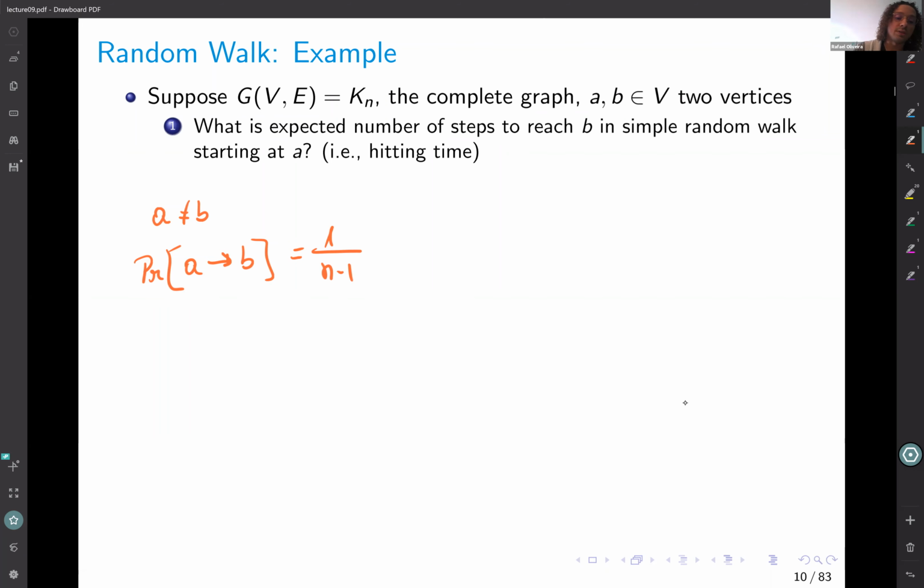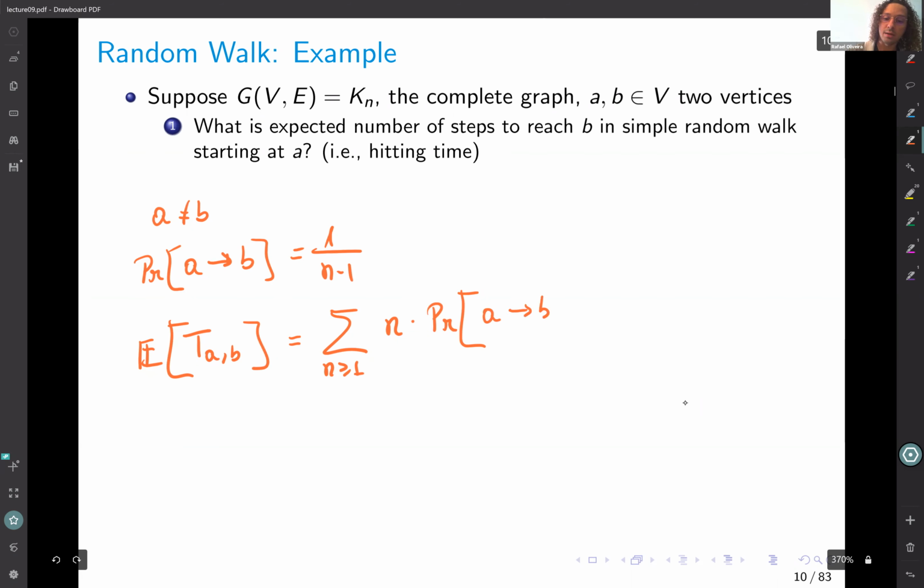Then all we need to do is ask what is the expected number of steps to reach B, which is the time that it takes from A to B. So this is equal to the sum over n greater or equal to 1 of n times the probability that T_AB is equal to n. That's just the expectation.